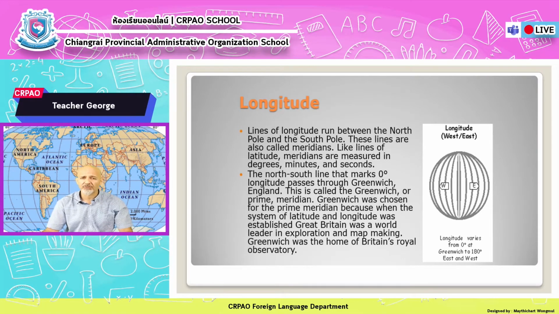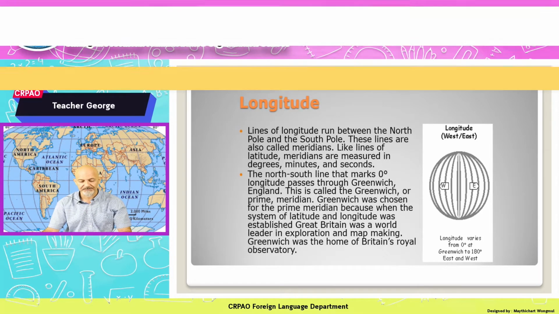Why did we choose Greenwich? Greenwich was chosen for the prime meridian because when the system of latitude and longitude was established, Great Britain was a world leader in exploration and map making. Greenwich was the home of Britain's Royal Observatory.